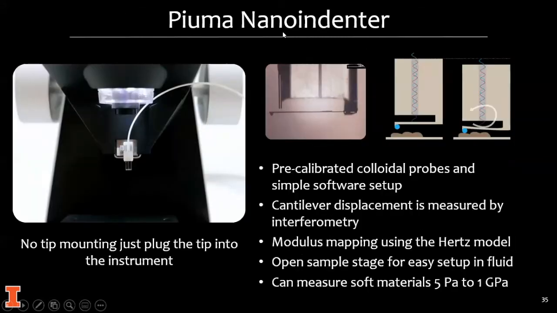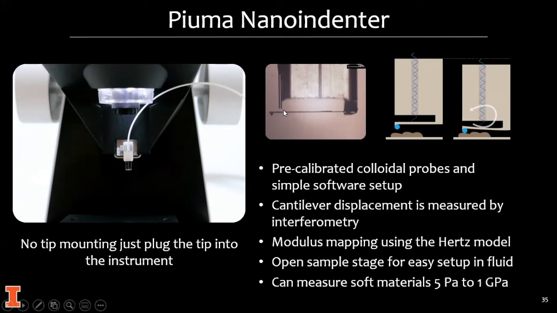Okay. So if you were thinking, that's a lot of steps to get my modulus, well, you were right. And it's a good time to tell you about our Puma nano-indenter. So this instrument was developed specifically to make that whole process of modulus measurements on soft materials really straightforward and easy. And so even the tip mounting is simplified. You can do it with your hands. You don't even need a tweezer. You can just plug it right in.